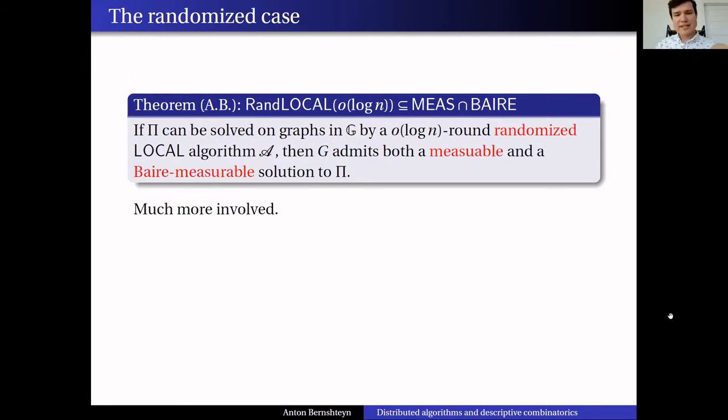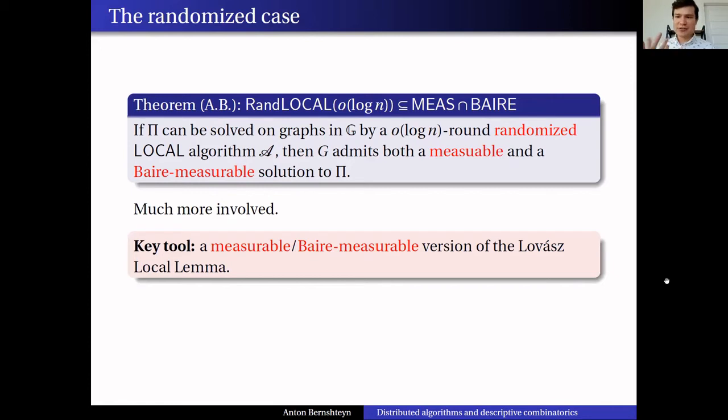The randomized part, where we have a randomized algorithm that runs in little o of log n rounds, and we want to find measurable or Baire measurable solutions, this is much more involved. I will not go into too much detail about this proof just because it's much more complicated. But I should say that I think there's a nice feature of the argument. The key tool that is used is, at some point we need a measurable or Baire measurable, depending on the context, version of the Lovász local lemma to achieve this. And so we need to prove this.